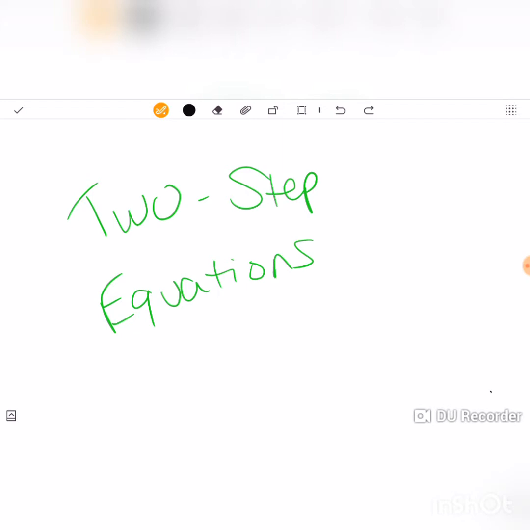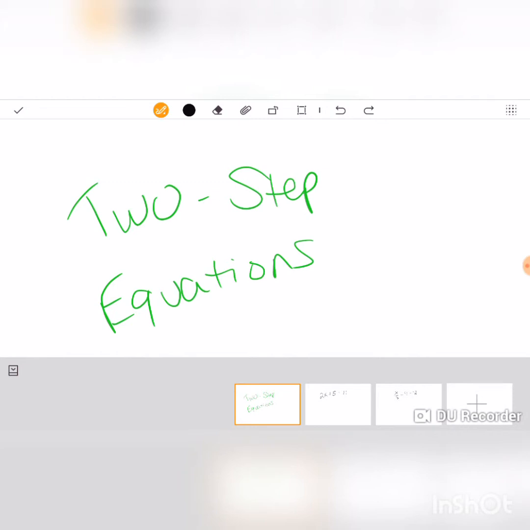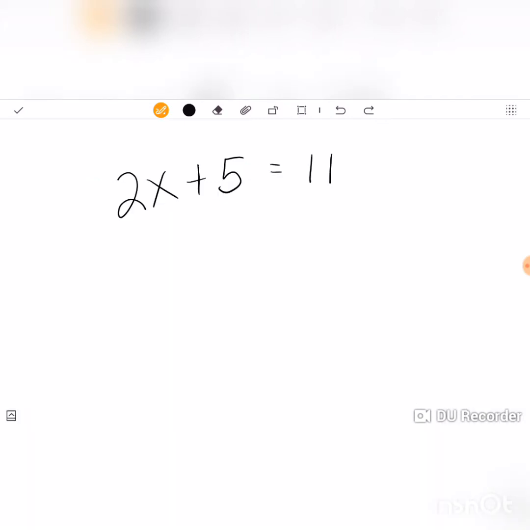is you have to move the constant or the coefficient to the other side by doing the opposite. So if you have a multiplication problem, you have to divide to get rid of that multiplication. To get rid of an addition problem, you have to subtract and stuff like that. So we have two problems today that are going to help you understand the basics of two-step equations. The first problem we're going to look at is this one right here.